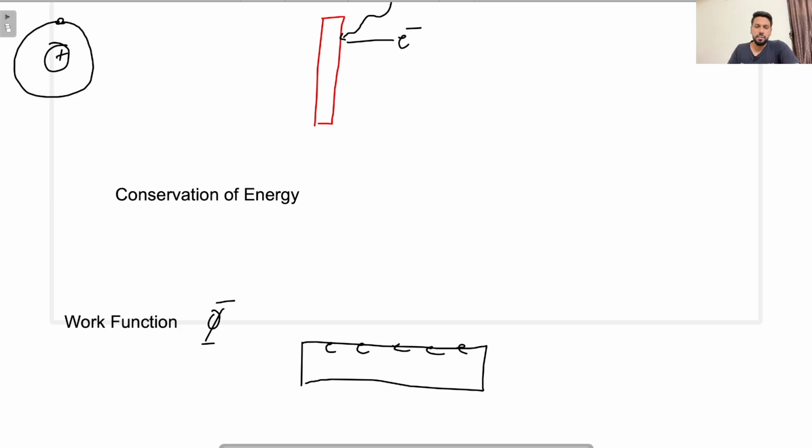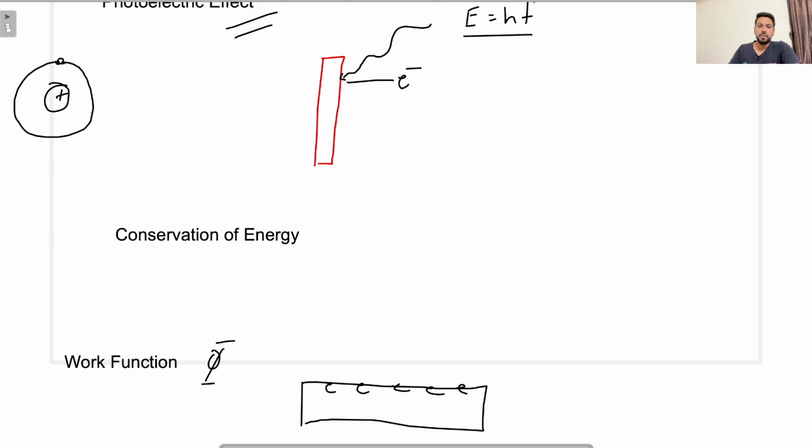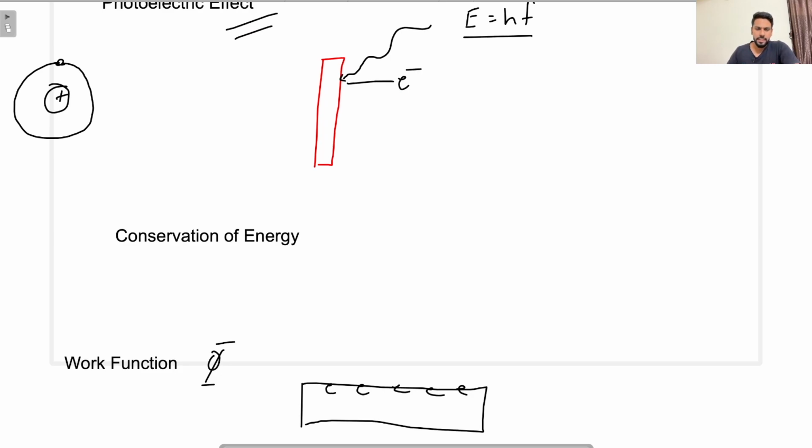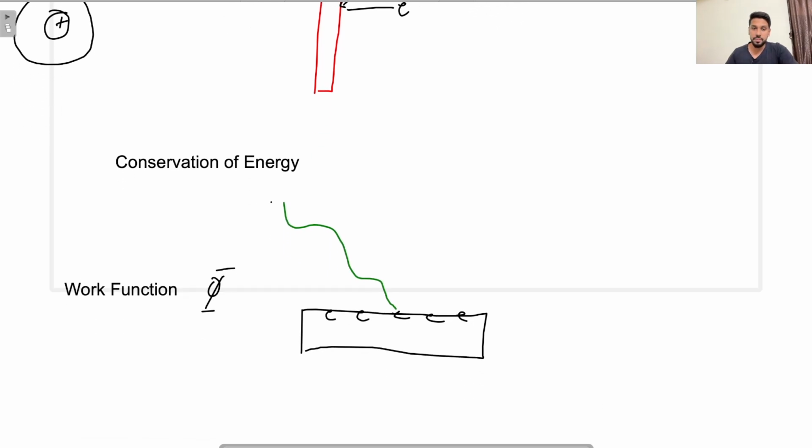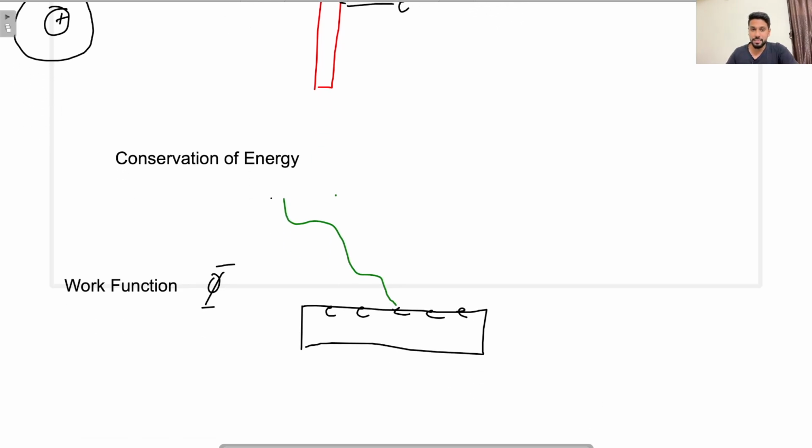Okay, I got this. Not only that, now let's say that a light falls on an electron and the electron gains the energy. It's mandatory that this energy should be greater than the work function, because if it is not greater than the work function, it is not going to eject out. If it is less than the work function, the electron is not going to come out.